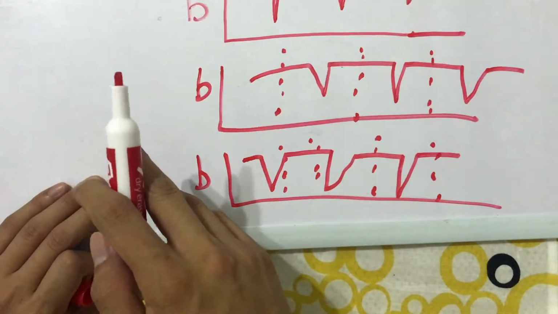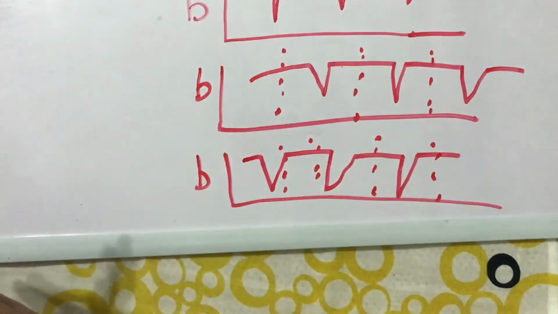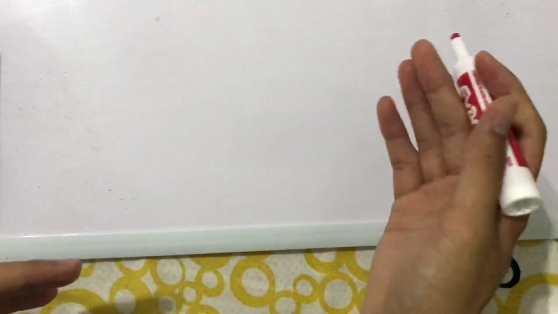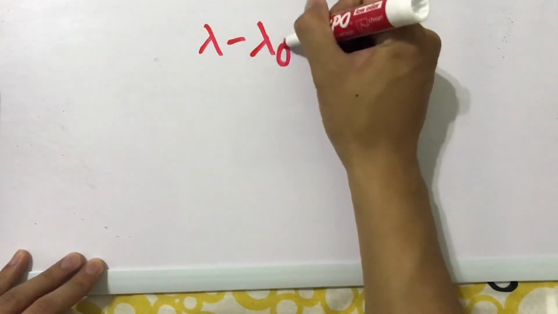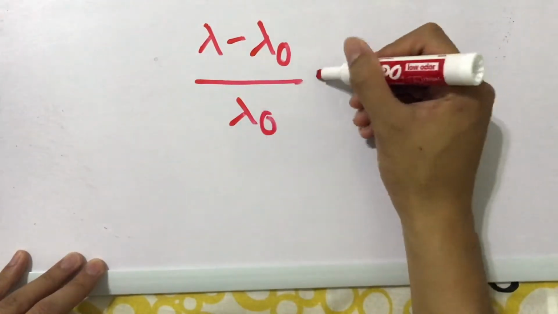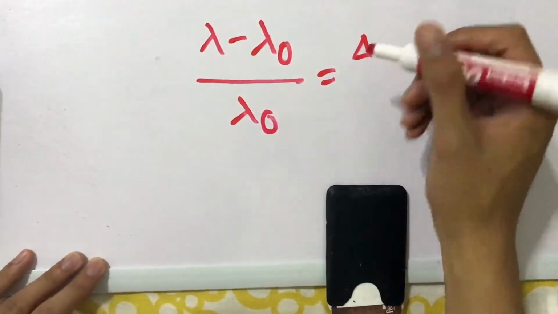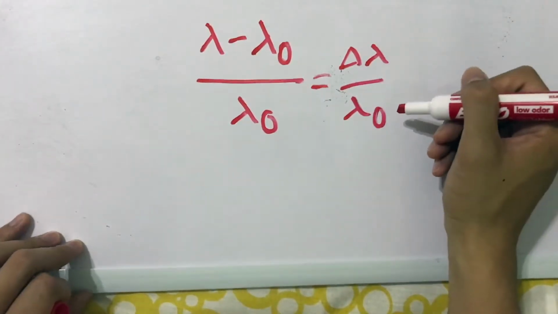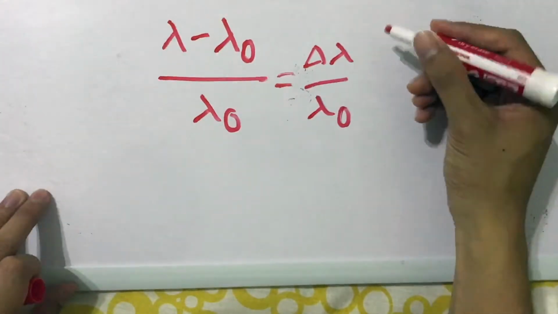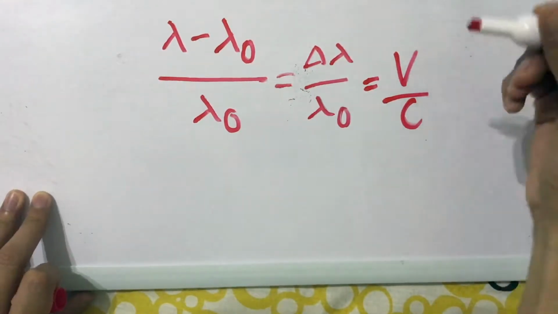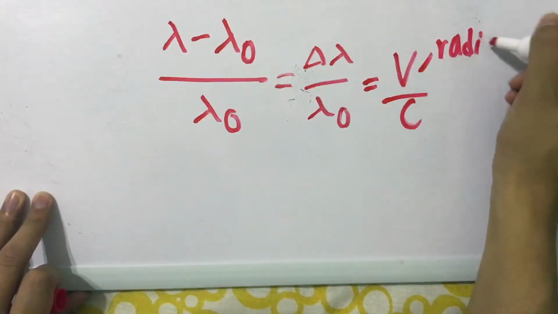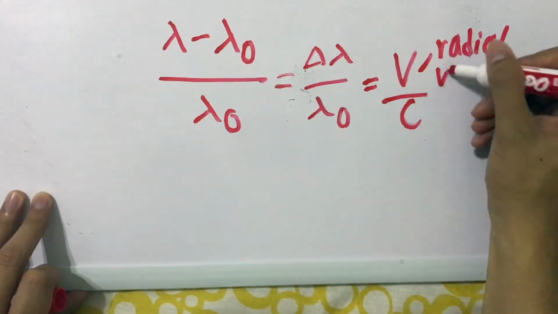And how does this relate to the relative radial motion of stars? Well, we can use this equation to find the radial velocity of stars and determine whether it's traveling towards us or away from us and at what speed. This equation is lambda minus lambda naught over lambda naught, which equals the change in lambda over lambda naught. And this entire expression is equivalent to velocity over the speed of light. So the velocity would be the radial velocity, and that's the velocity moving towards or away from us.